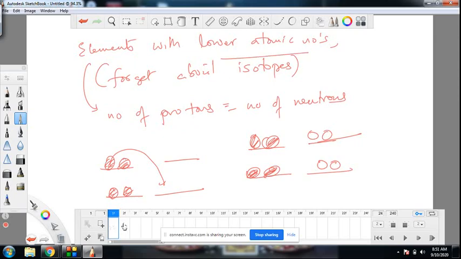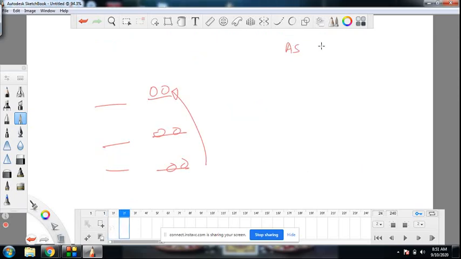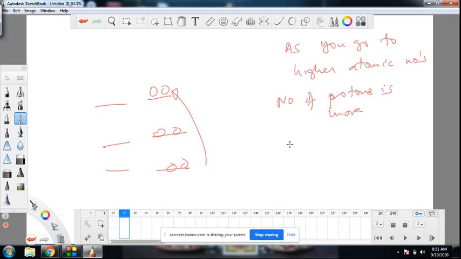The problem is, as you go to higher atomic numbers, the number of protons is more, so what happens is electrostatic repulsions dominate.